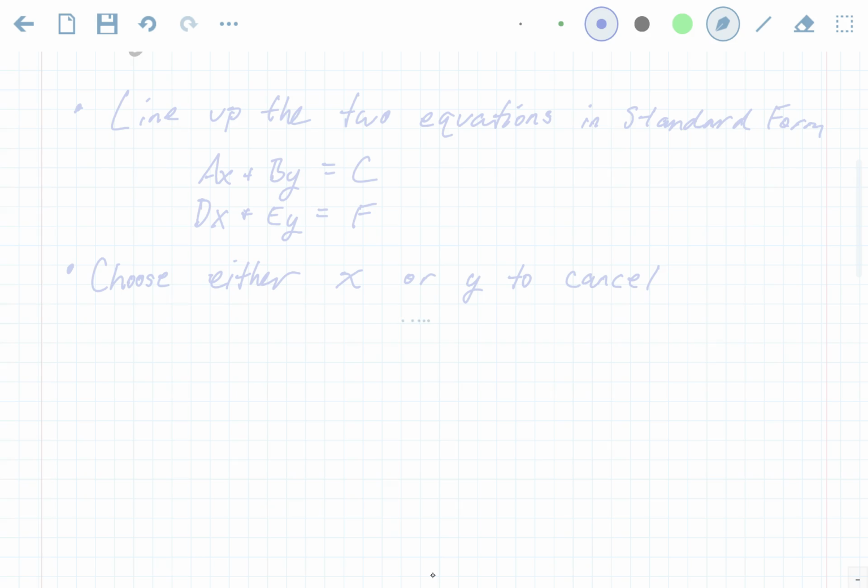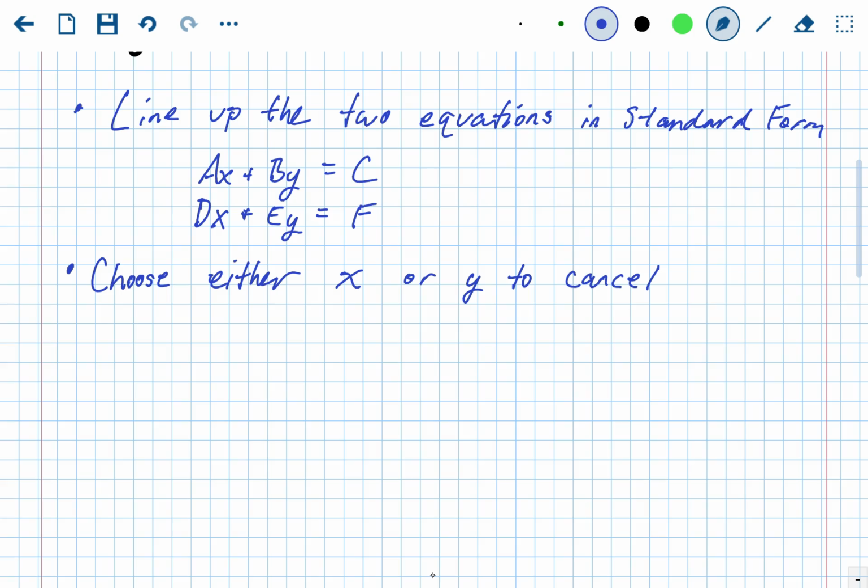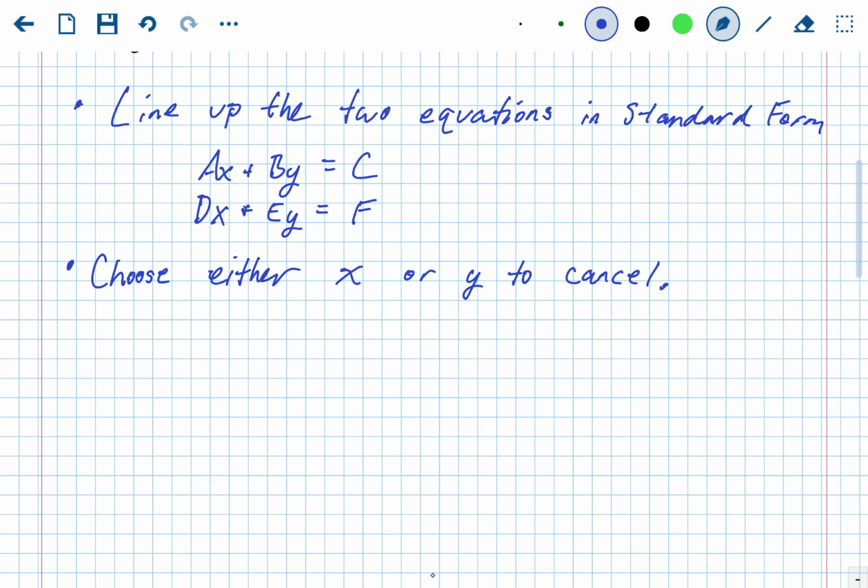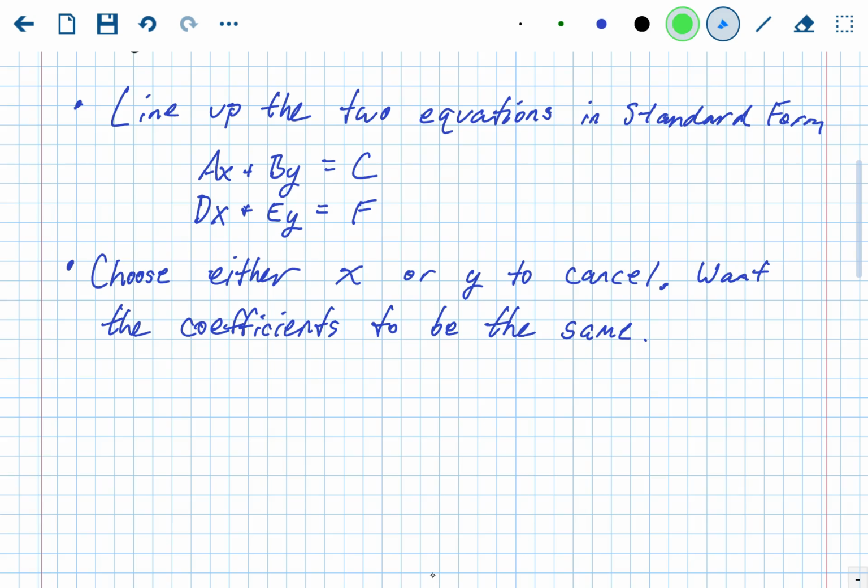So in our standard form example up there, if a and d were the same, or if b and e were the same, we would cancel. So we want the coefficients to be the same, the numbers in front of the variables to be the same. And again, what we're referring to here is we want the numbers in front of x or the numbers in front of y to be the same. If they're the same in front of x, we're eliminating x. We're canceling out x. If they're the same in front of y, we're canceling out y.